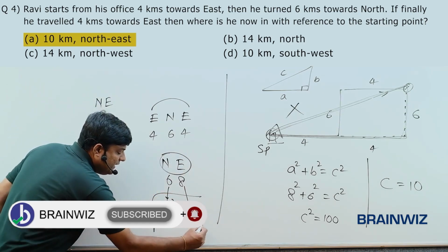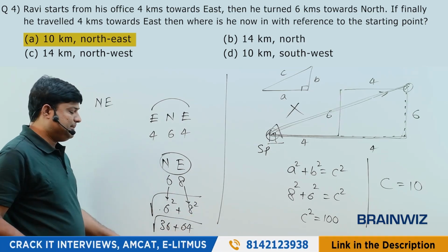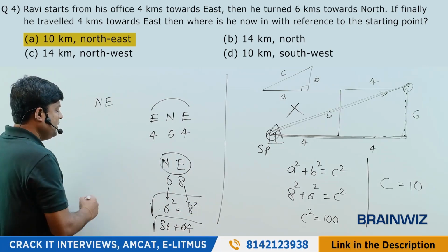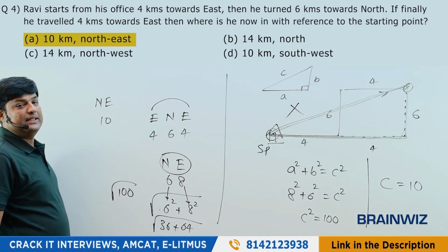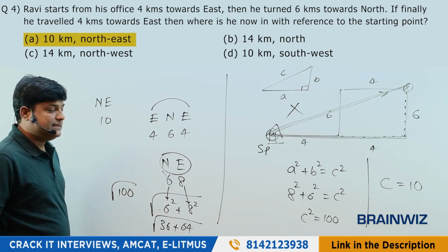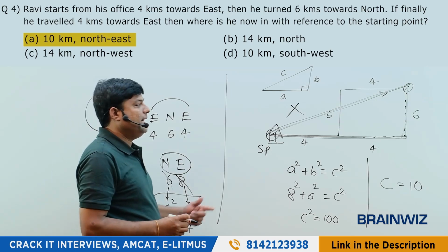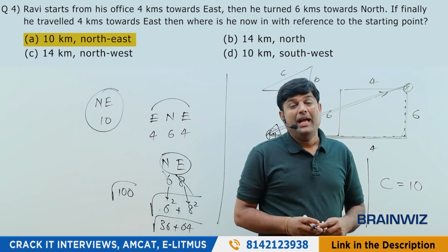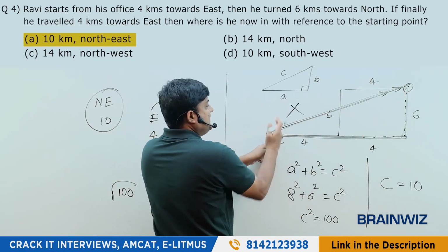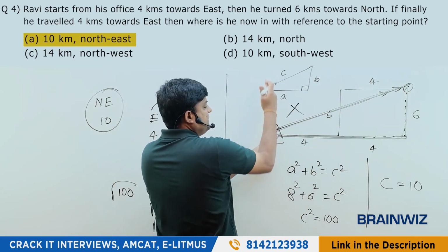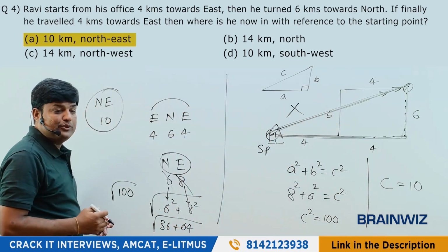Hope you all know that. This is 36. This is 64. 36 plus 64 is 100. So answer is what? Root 100. Root 100 means 10. So answer is neither 6, answer is neither 8, answer is 10. Same answer we have got, that the person is 10 kilometers away. And the direction is this direction. This is northeast, because this is north, and this is east. So this is the way we are supposed to do the questions.